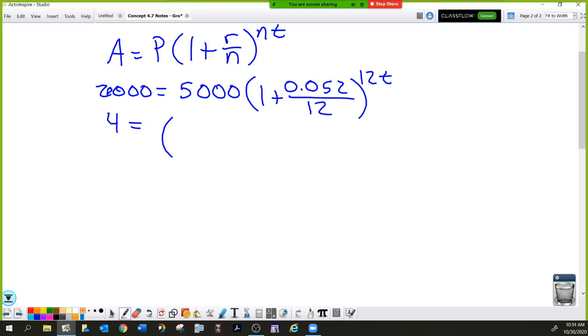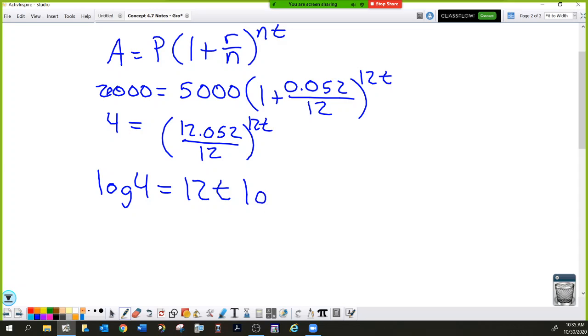So let's say 1 is 12 over 12. So this is 12.052 divided by 12, raised to the 12t. All right, we okay so far? Same trick: log of both sides, which will drop the 12t down to the front. If combining those steps gives you a headache, let me know, and I will make sure that I show that step happening.